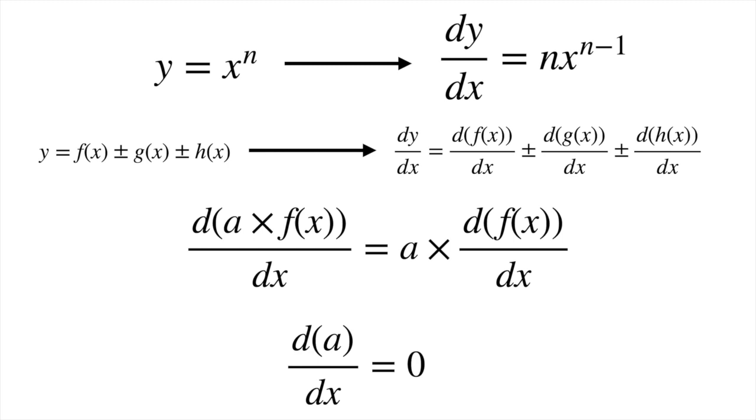The third rule states that if you want to find the derivative of a function f of x multiplied by a constant a, it is equal to the constant a multiplied by the derivative of the function f of x. The fourth and final rule that we will be discussing today is that the derivative of any constant a will always be 0. So let's apply these rules to the previous function.